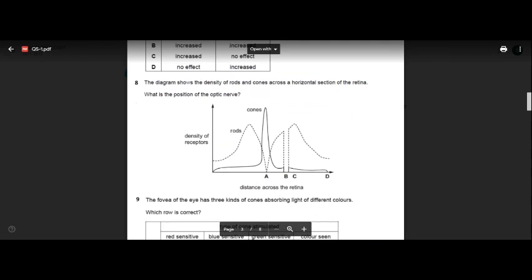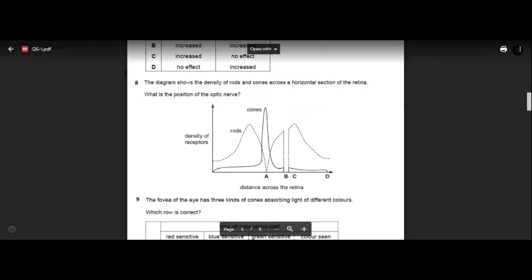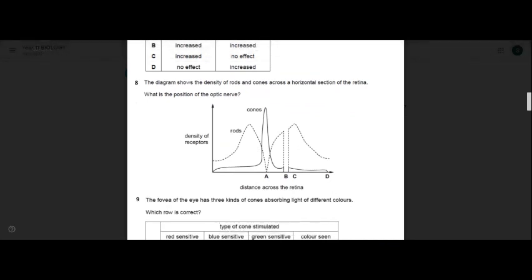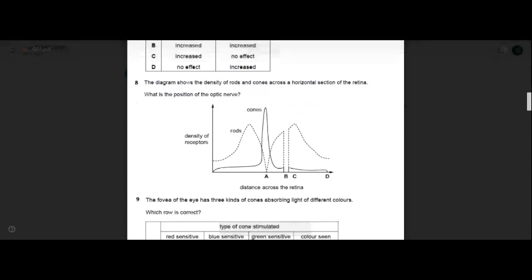Question number 8 is a diagram that shows the density of the rod and cone cells. You know that they are light sensitive cells inside your eyes, and they detect light and color. So rods are responsible for light intensity and cones for the color of the light, across the horizontal section of the retina, because the retina is a tissue in your eye that has lots of these light sensitive cells. What is the position of the optic nerve?